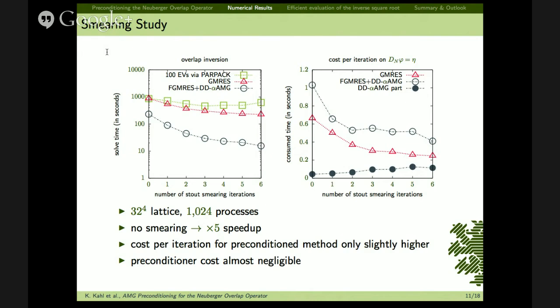Okay. And what do we see here? Also the time consumed per iteration of the Neuberger operator. The time consumed per iteration of the solver for the preconditioned method is slightly higher than for the unpreconditioned, but of course we need fewer iterations. But still there's also some minor overhead.